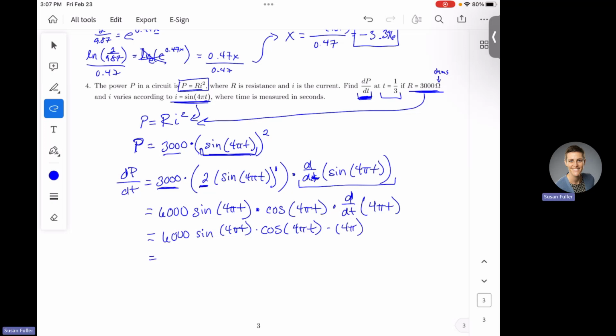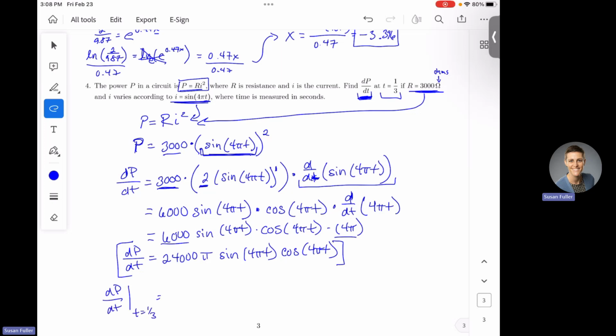So overall, I can combine my numbers here. 6,000 times 4 pi is 24,000 pi times the sine of 4 pi t times the cosine of 4 pi t, and we are done with our derivative. So the derivative of power with respect to time looks like this. And we are asked to find the derivative at t equals 1/3. So I'm going to take my derivative and plug in t equals 1/3.